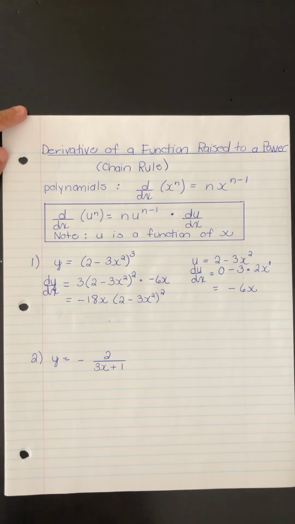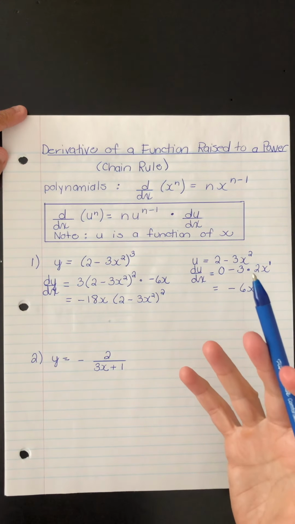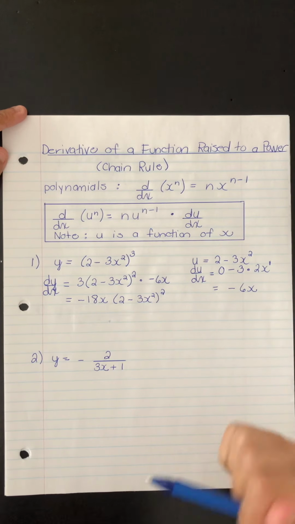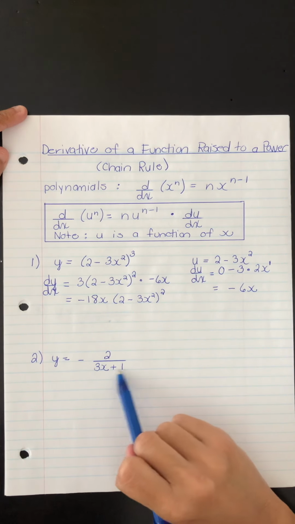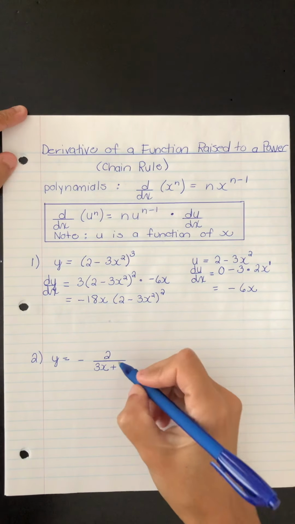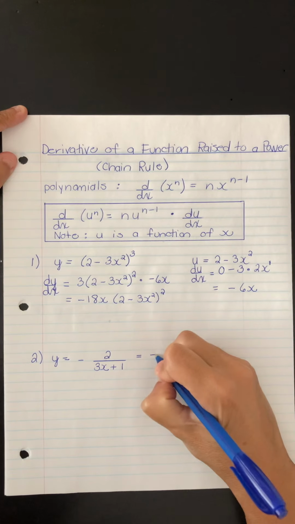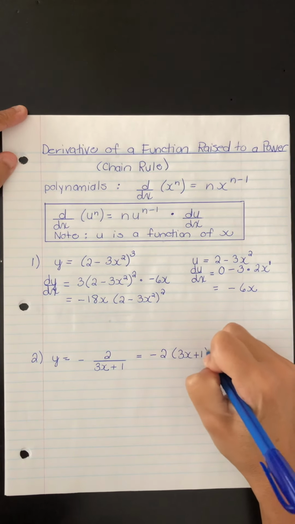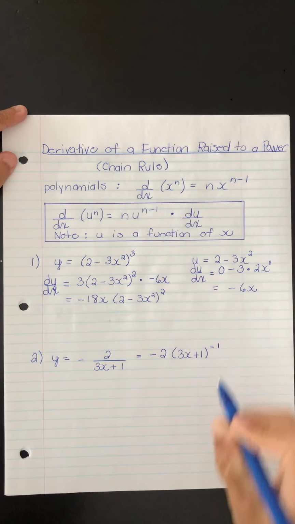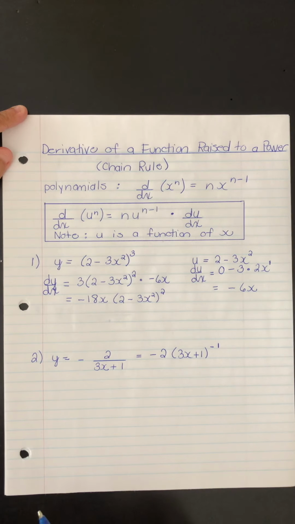All right, let's try a second example. It doesn't at the moment appear to be a function raised to any power. But we have to remember that if we were going to differentiate this, we can't have it in this form. In fact, we would bring the binomial up so that we would have 3x plus 1 to the exponent of negative 1. So this is just rewriting the original function y.